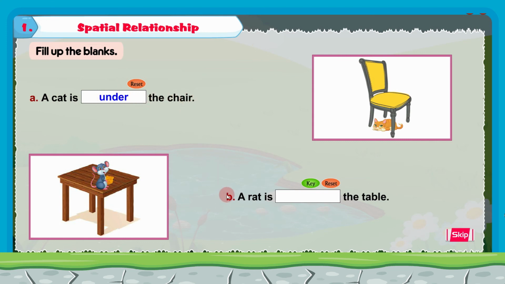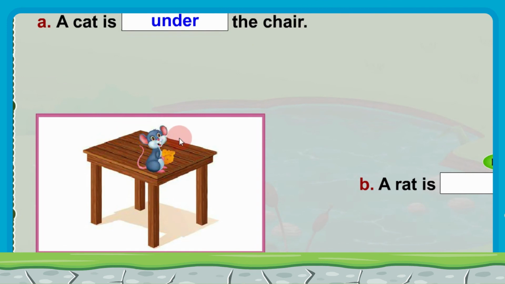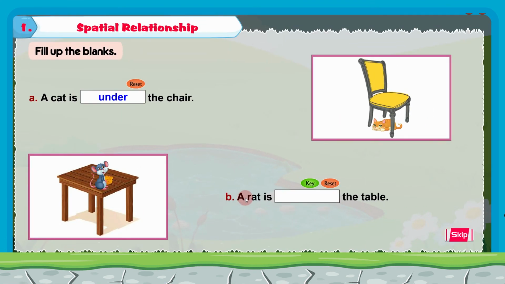Now B, a rat is dash the table. So in this picture you can see this is the table and this is a rat. Where is the rat here? The rat is on the table. A rat is on the table. Yes, if you see this picture you can see this is a table and this is the rat and the rat is on the table.